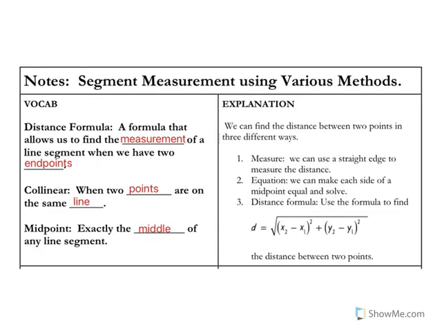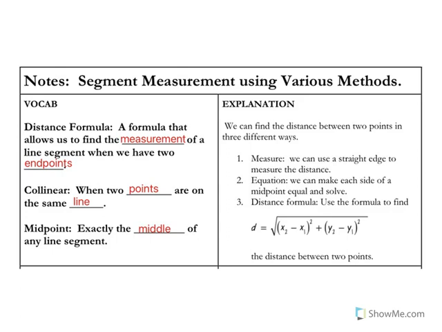Start with some vocabulary. There's a distance formula we're going to learn about. It's a formula that allows us to find the measurement of a line segment when we have 2 endpoints. So this is when we don't have a line in front of us that we can just measure with a straight edge. This is when we have to actually find the measurement of the line using the points. Points like you remember graphing in a coordinate plane, x comma y. That's a coordinate pair, and that's what we would use, 2 of those, to use the distance formula to find the distance.